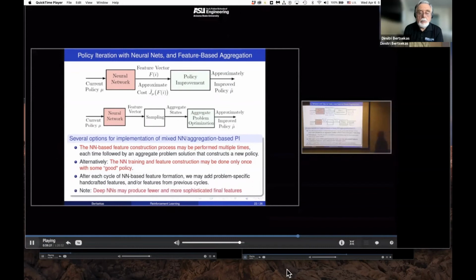And one more thing about deep neural networks. Deep neural networks use more sophisticated final features and relatively fewer, okay? Because the training and the weights go through so many processes, at the end of a hierarchy of features, you obtain more sophisticated features, which can be more useful in the context of aggregation. You will need fewer representative states if you have better features, which deep neural networks will give you.